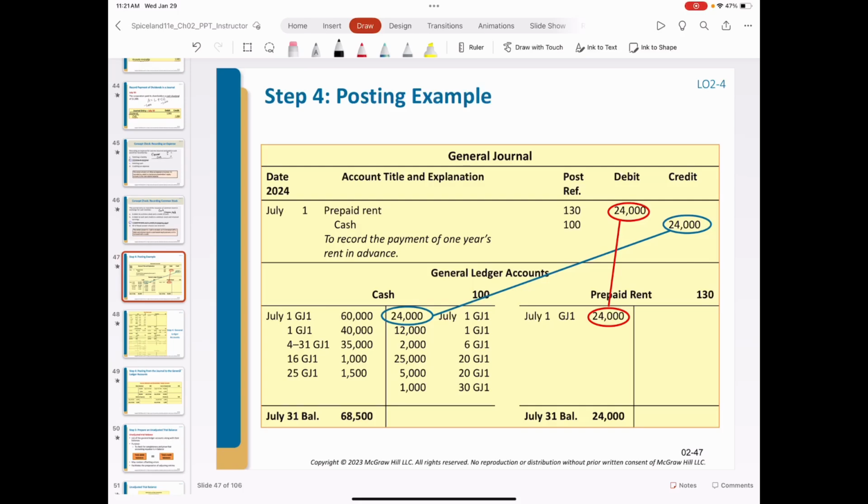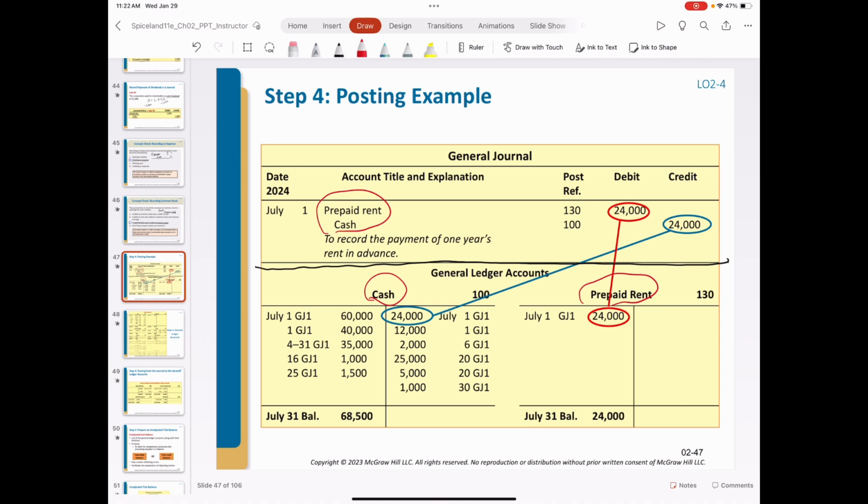Step 4, posting. Posting is a procedure where we move the information from the journal to the ledger. So here you're given the information. Above this line is one transaction or one journal entry from the general journal. Below this line is the ledger. In this slide, we're only given two accounts: one is cash, the other is prepaid rent. The reason is the example transaction only affects these two accounts.